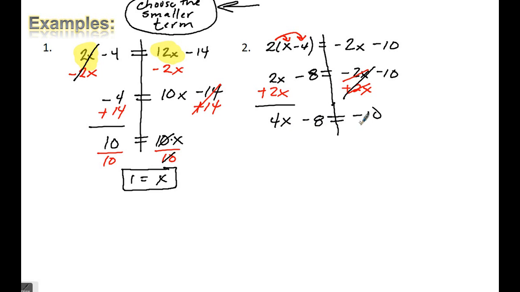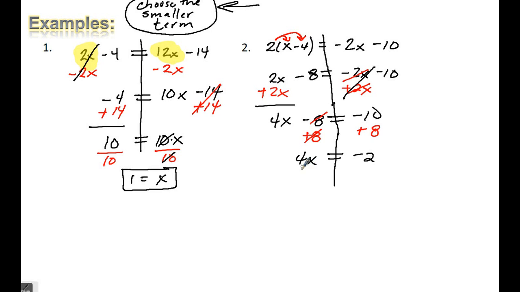Now we have 4x minus 8 equals negative 10, and we want to move the 8 over to the other side. Well, instead of using a negative 8, we're going to go ahead and add 8 on both sides. These are going to cancel. And now we have 4x equal to negative 10 plus 8, which is going to give us negative 2.